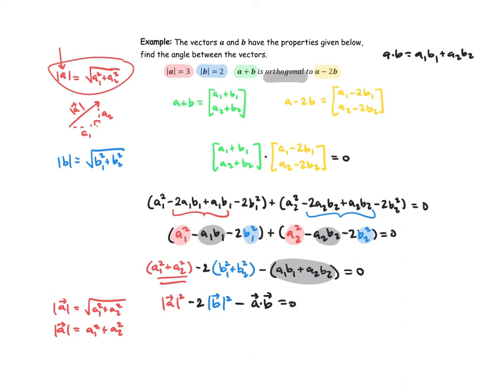Okay, cool. So let's solve for the scalar product of A and B. All right, so if I square the magnitude of A, I get 9. If I square the magnitude of B, I get 4. So that'll be a 2 times a 4.